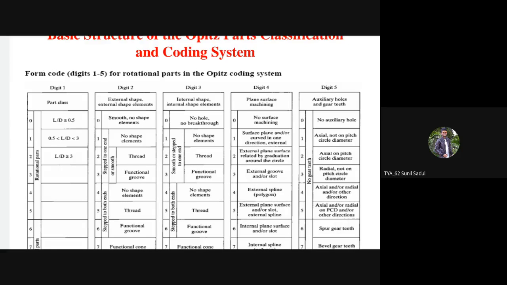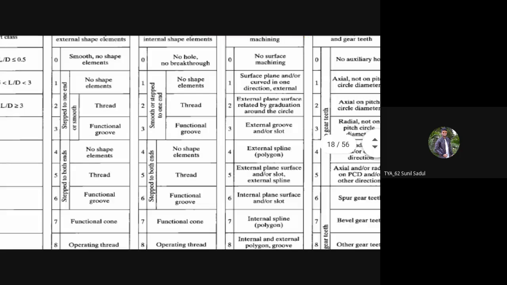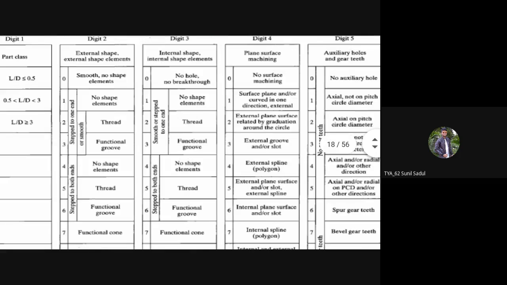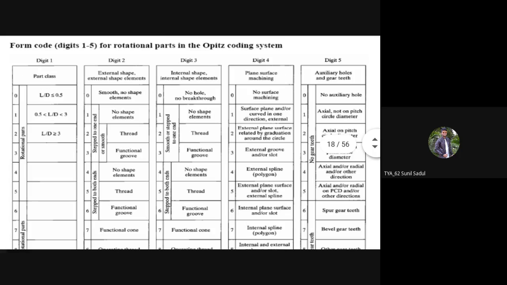Now, the four digits have different types of nomenclature, from 0 to 9. Plain surface machining, which type of machining will be there? Five digits show auxiliary holes and gear teeth, according to the product. That example will not be understood here, because there is no object in front of us.